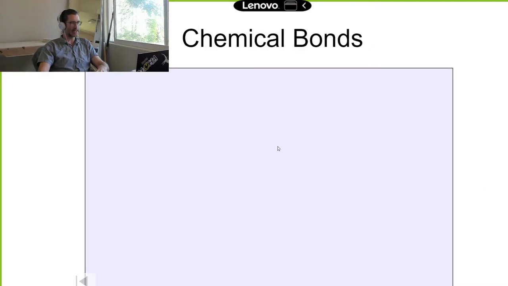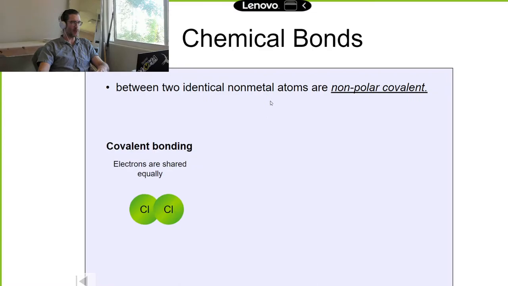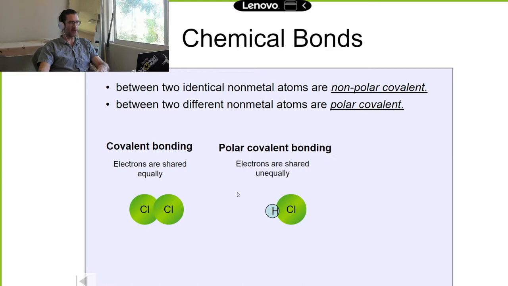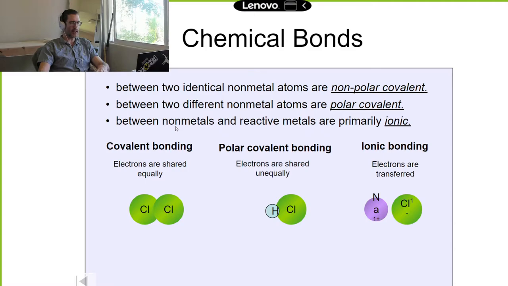All right. So, with these chemical bonds, when we have two identical non-metal atoms, those are non-polar covalent bonds. They're able to share their electrons equally. They have to be the same element. If we have two different non-metal atoms, one of those atoms will hold on to the electrons more closely than the other. The electrons are shared unequally. And between a non-metal and a reactive metal, those will be ionic, and the electrons get transferred completely.